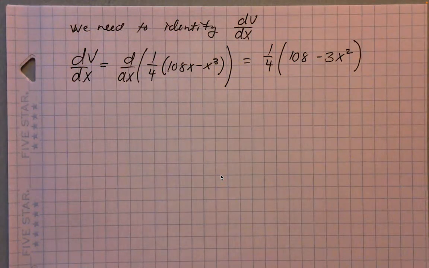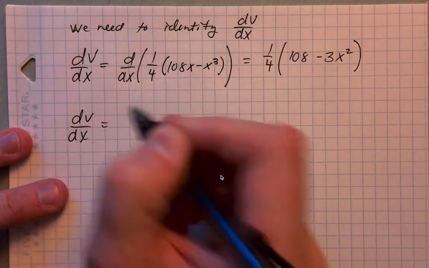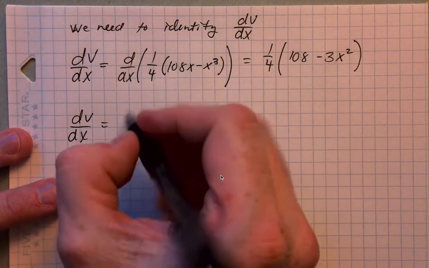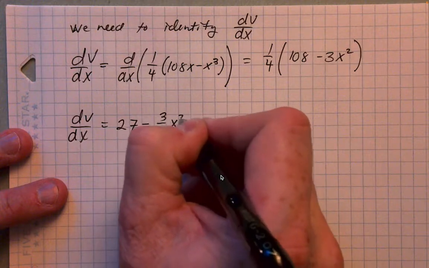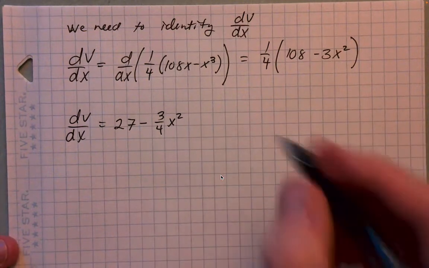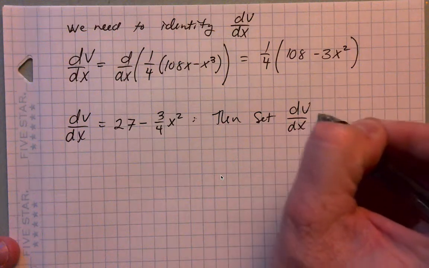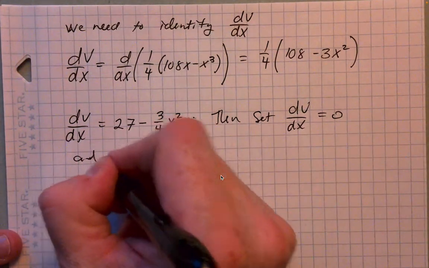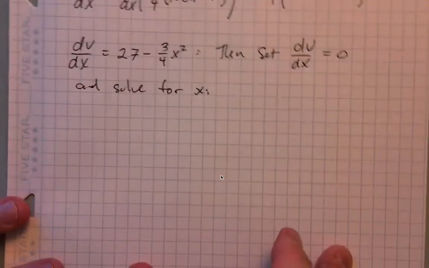Okay. And so then that means dV/dx will equal, and we can rewrite this a little bit, so maybe it's 27 minus 3/4 x squared. That might be a better way to write it. And so when we're trying to identify maximums and minimums, we need the derivative, and then we need to identify the roots of the derivative. So then we need to set dV/dx equal to 0 and solve for x. Okay, so let's do that.